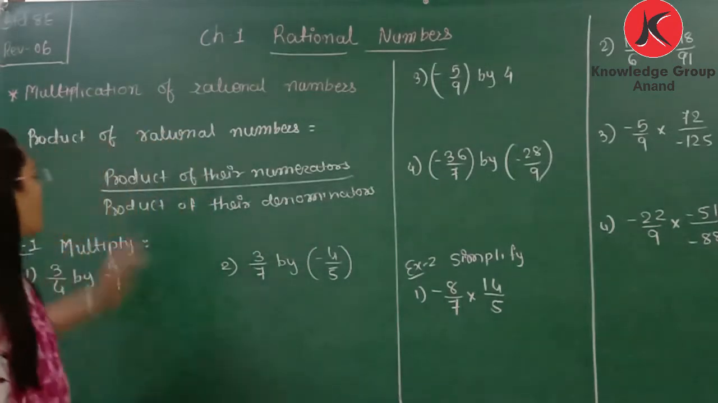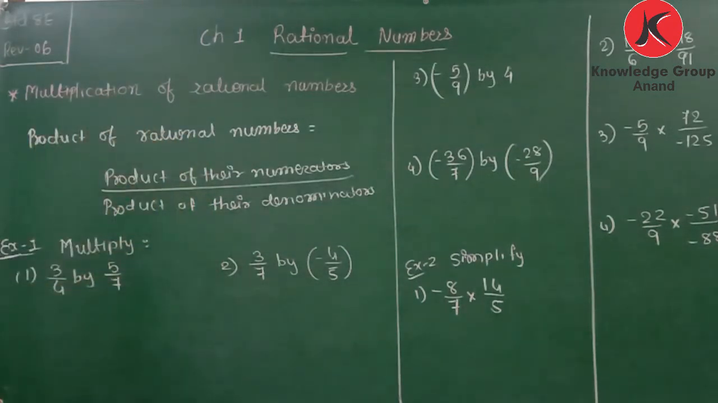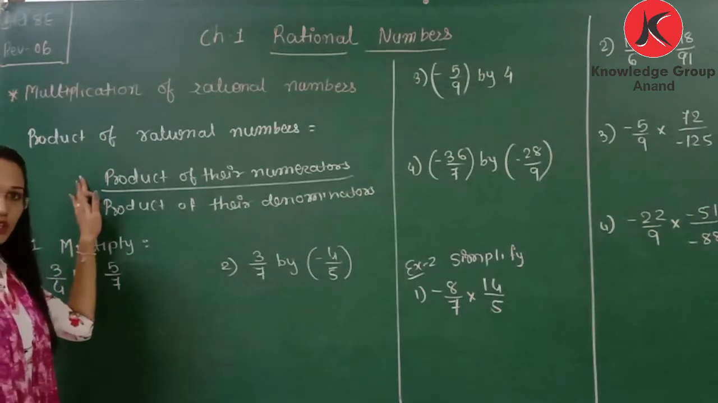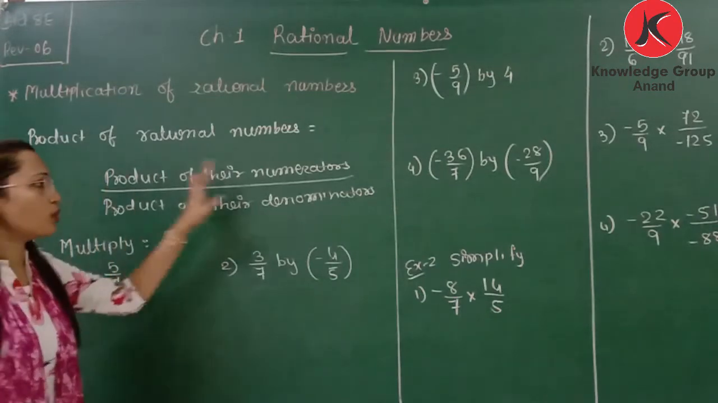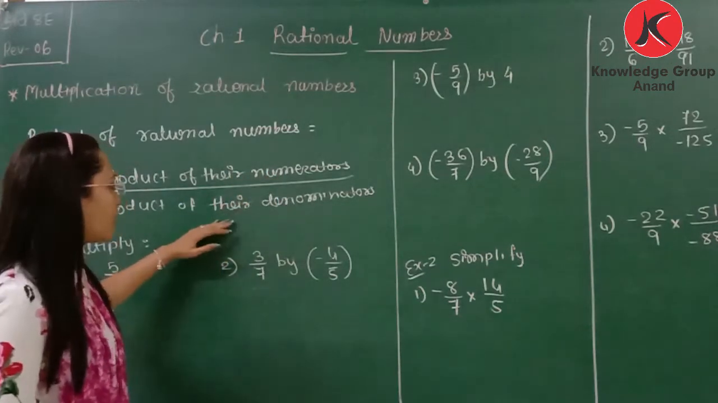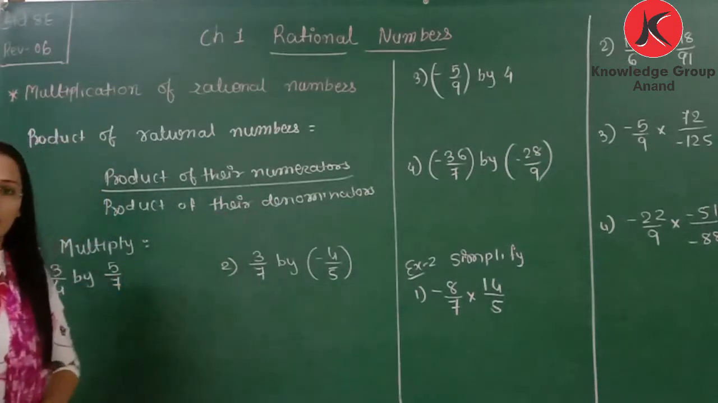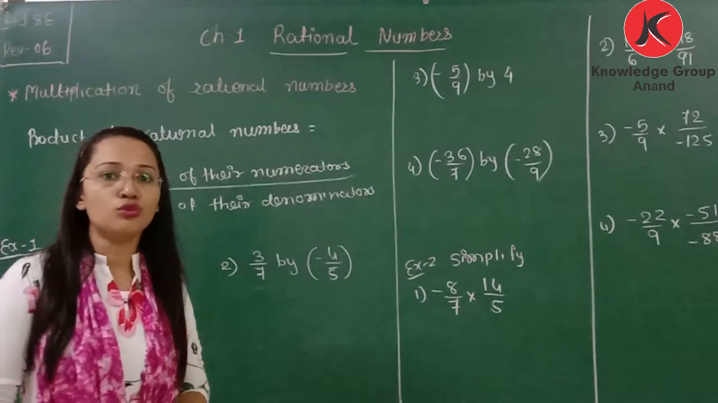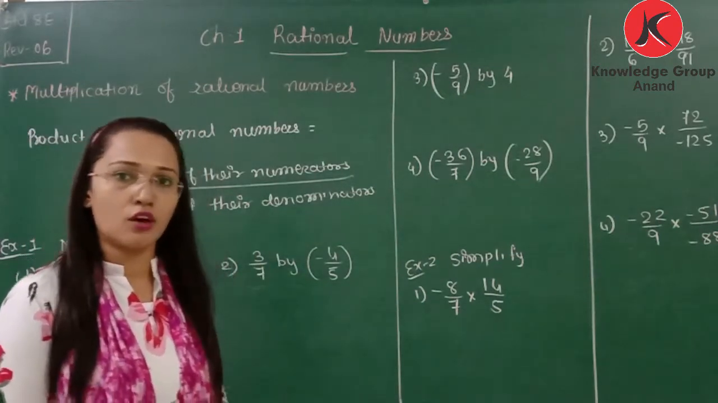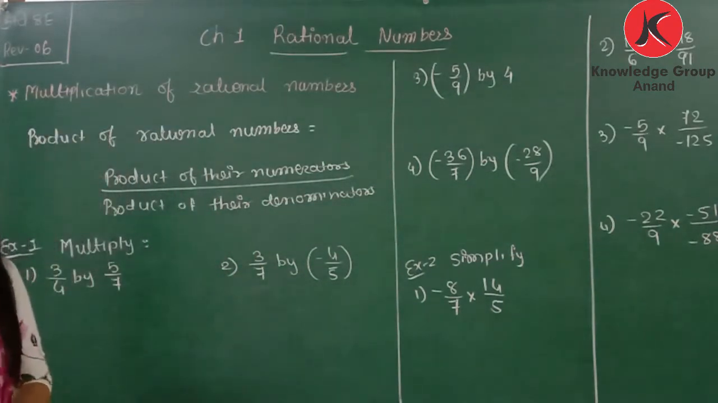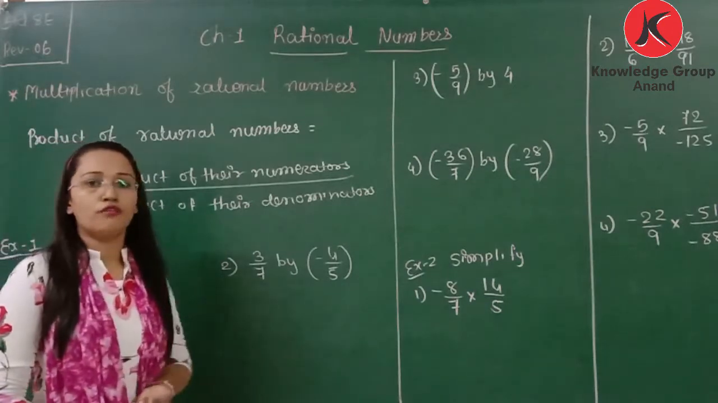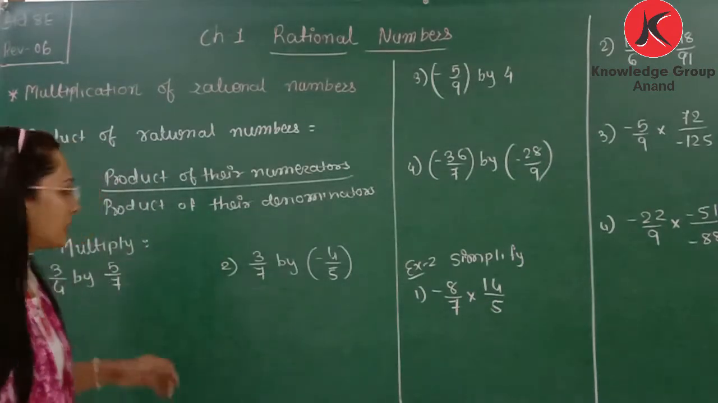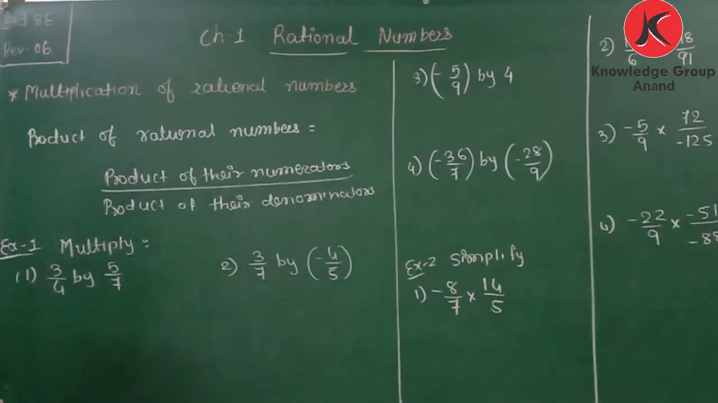So what is multiplication of rational numbers? It is the product of their numerators divided by the product of their denominators. It means if two rational numbers are given, then you need to multiply the numerators of the rational numbers and divide by the multiplication of the denominators. Let's take some examples for this.